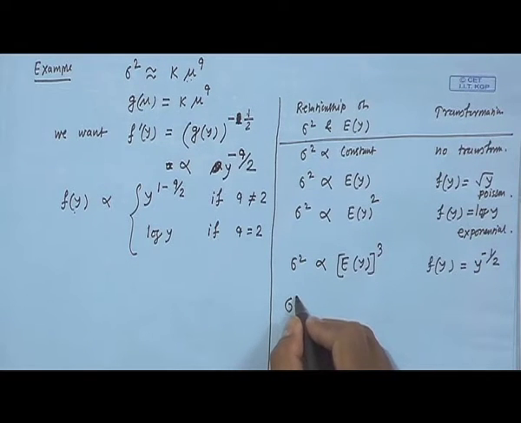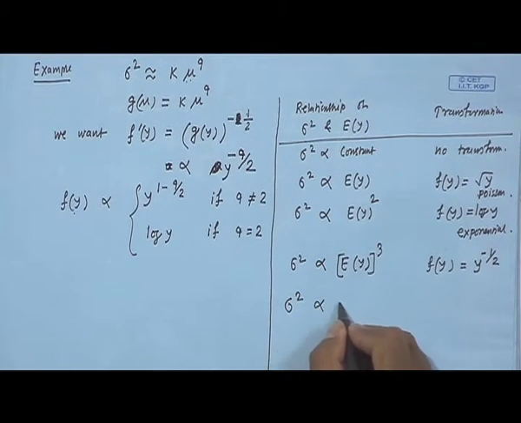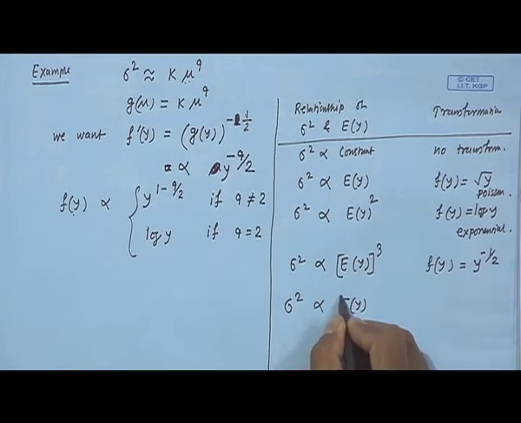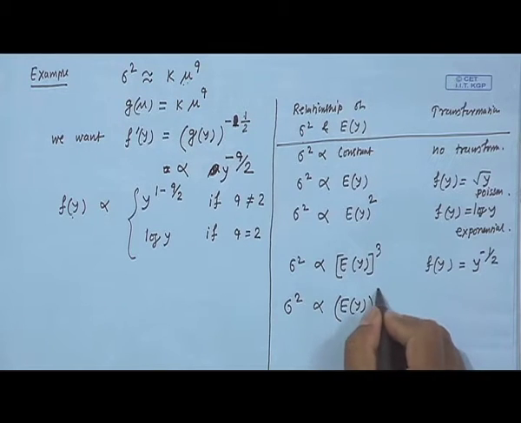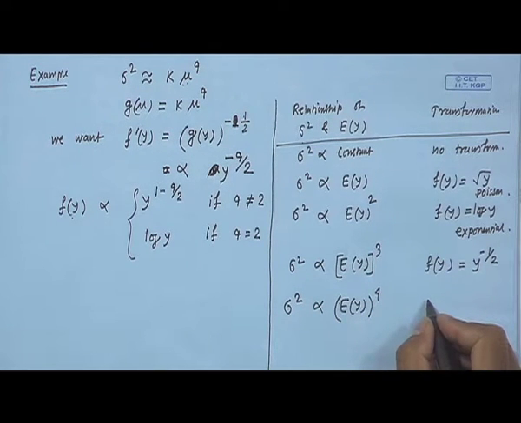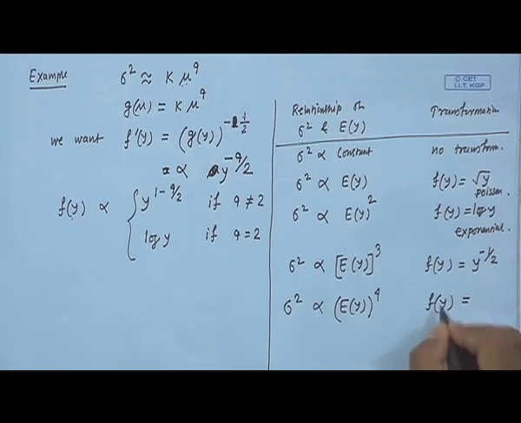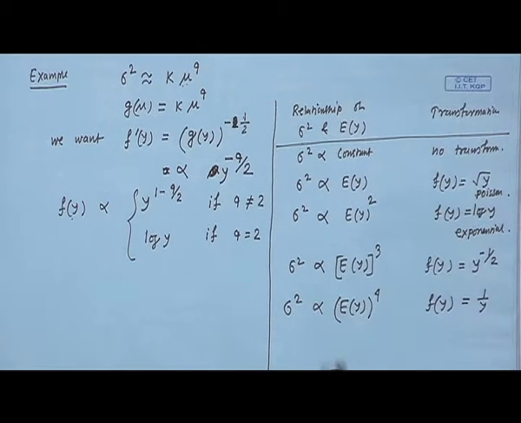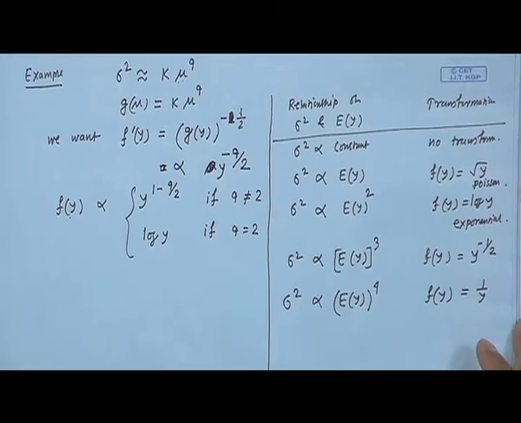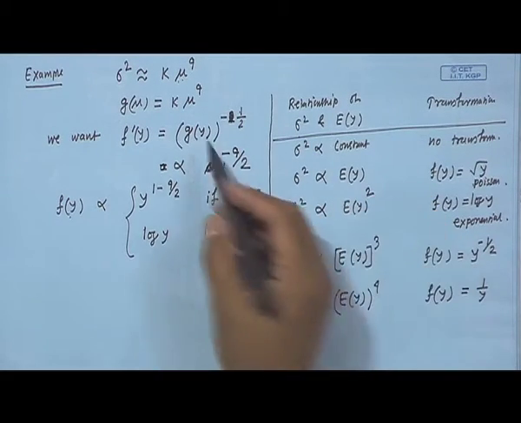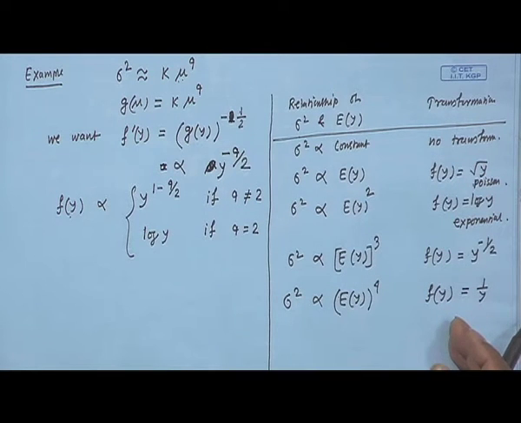Similarly, if sigma square is proportional to expectation of y to the power of 4, then f y, the transformation you have to take on y to make it constant variance, is 1 by y. I mean this is if the function g mu is of this form, you can find the transformation very easily.